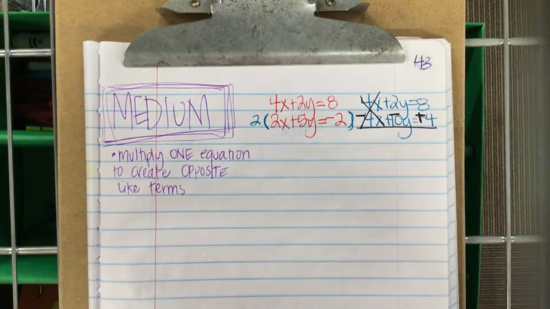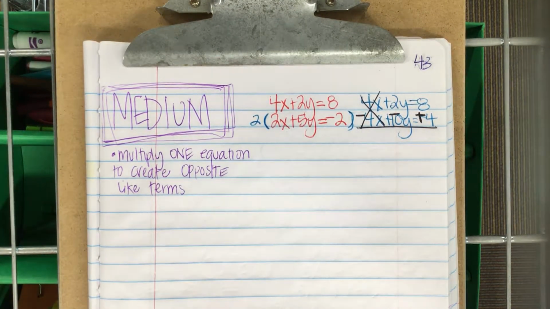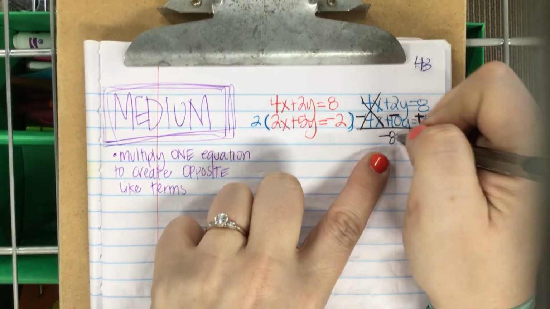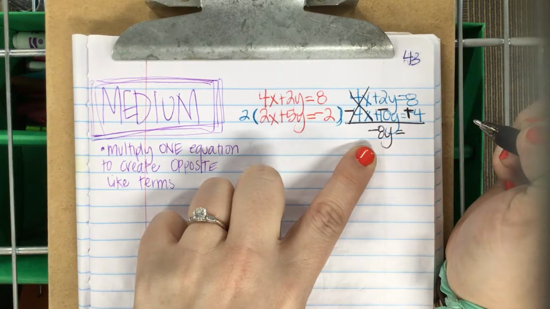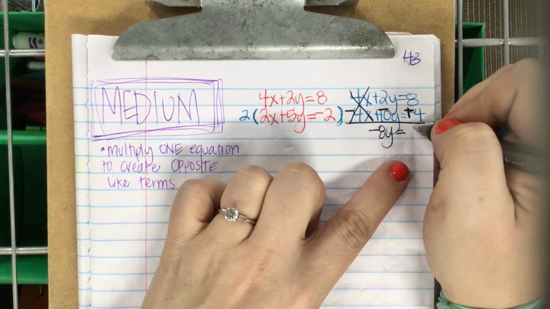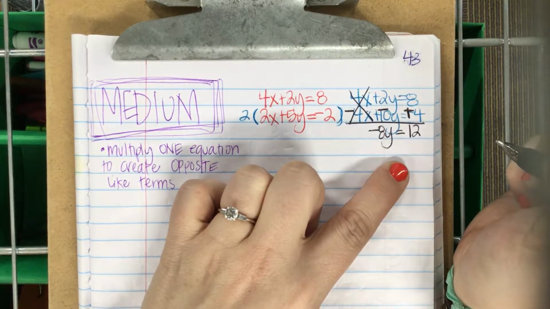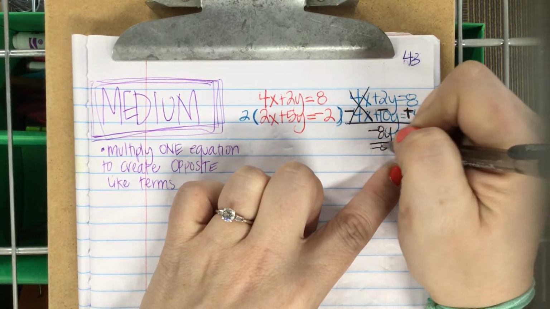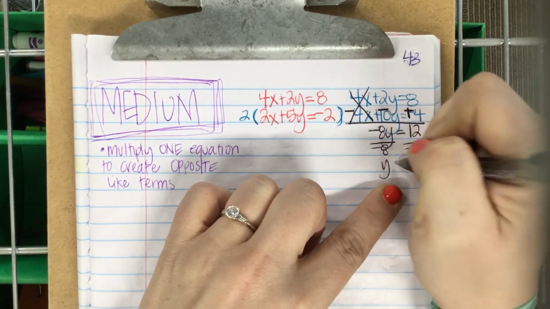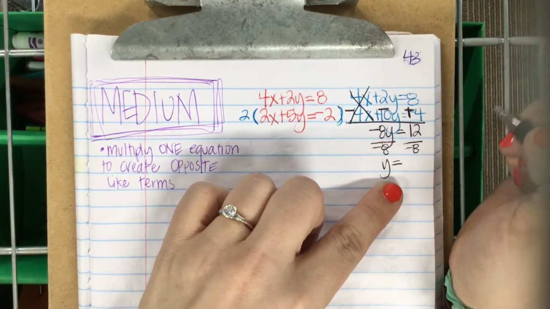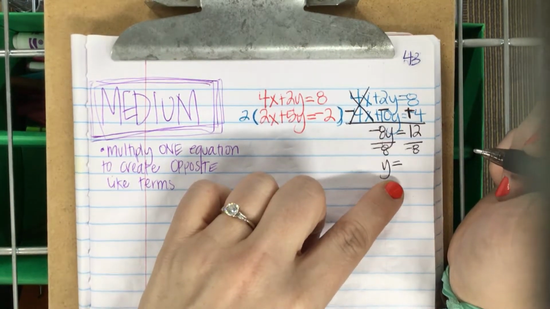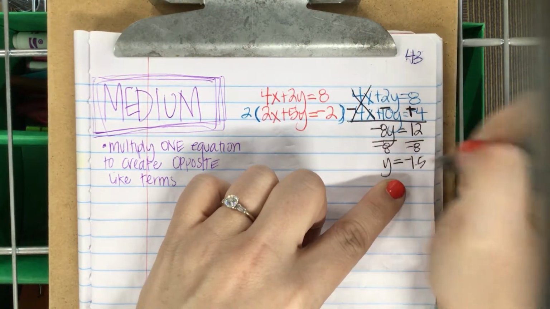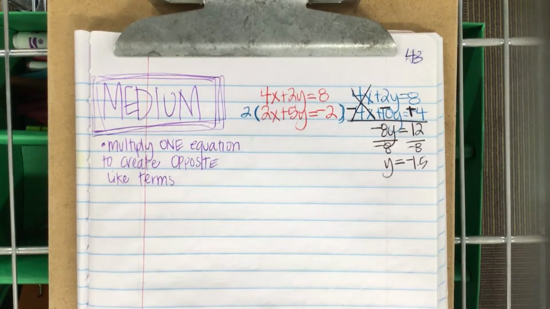The x's cancel out, and what am I left with? 2y minus 10y is negative 8y equals 8 plus 4 is 12. Divide by negative 8. What's my y value? 12 divided by negative 8. What's my y value? Negative 1.5. Am I done? No. What do I do next?